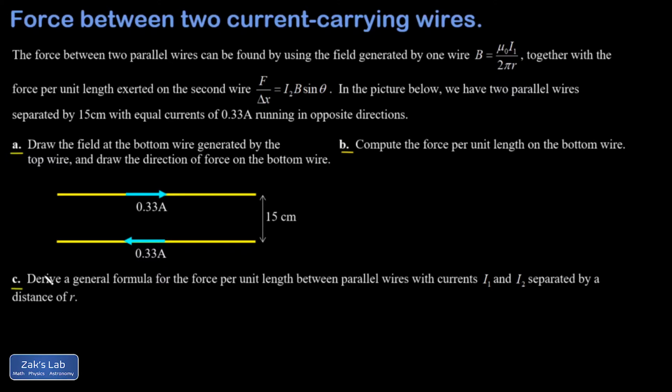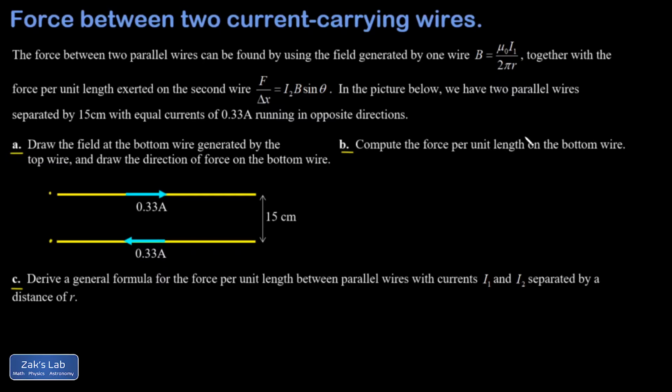So the basic qualitative idea is that if I want to find the force between two wires, I look at the field generated by one wire. That's going to wrap around that wire according to the Ampere's law right-hand rule. And then I look at what kind of force per unit length that exerts on the second wire. So we're smashing two ideas together here.